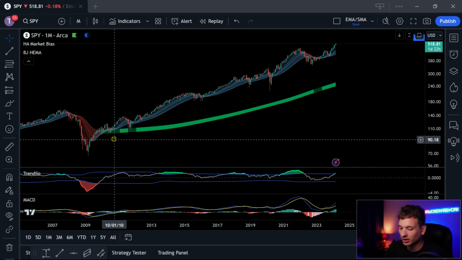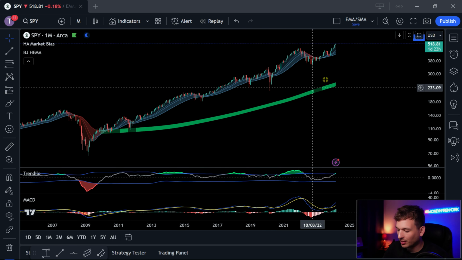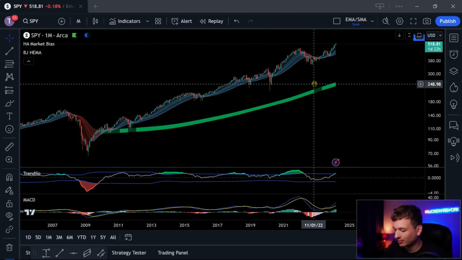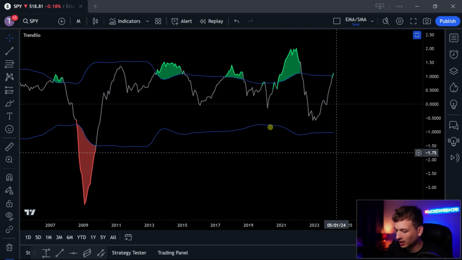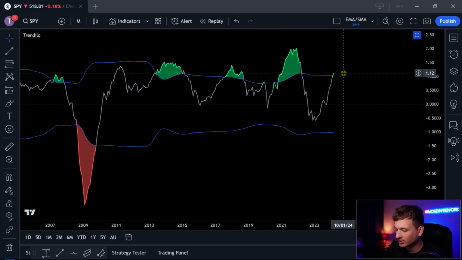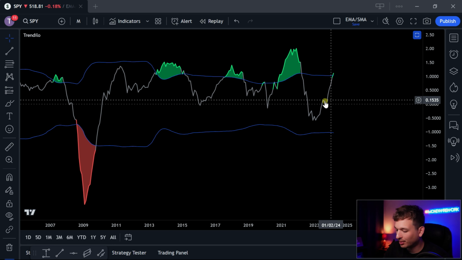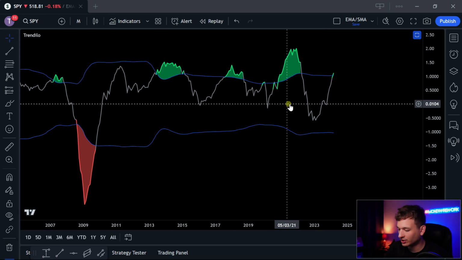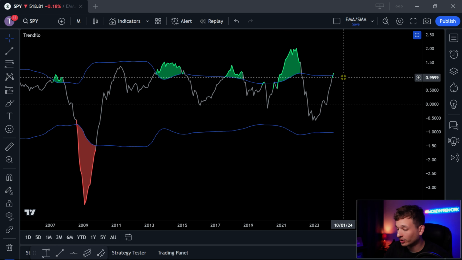So we are above the HA market bias indicator on the S&P 500. Pull up the Trendillo, which is an oscillator I like to use because it takes in price action, volume, all that kind of stuff, along with buying and selling pressure, okay? So we are above the zero line, which is this line right here. It's a gray dotted line. When you're above that zero line, it is considered to be bullish. So we are in bullish sentiment.